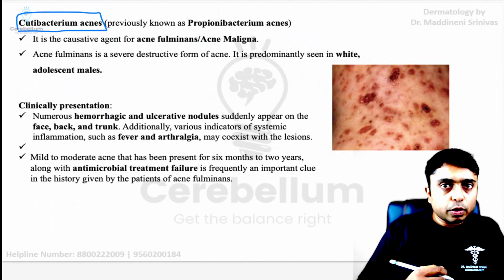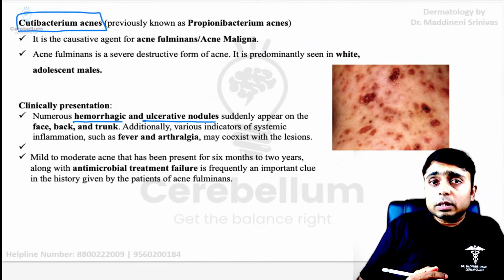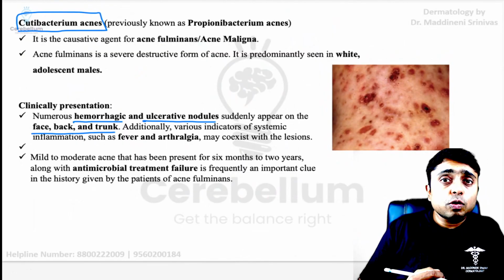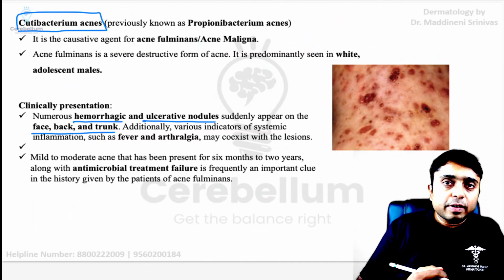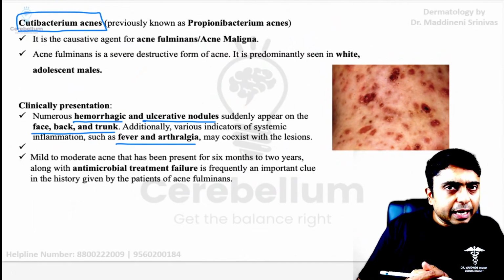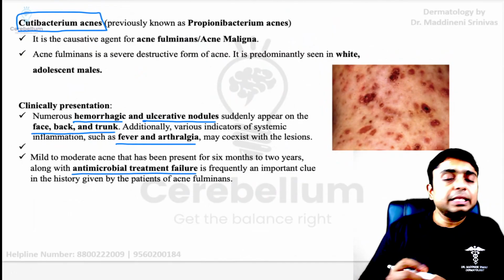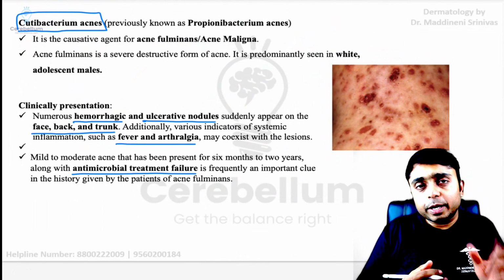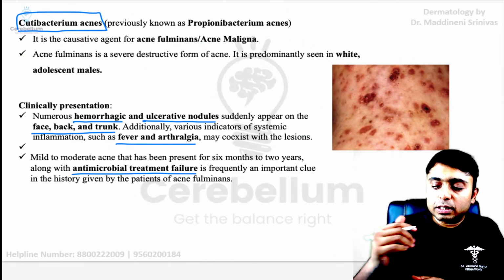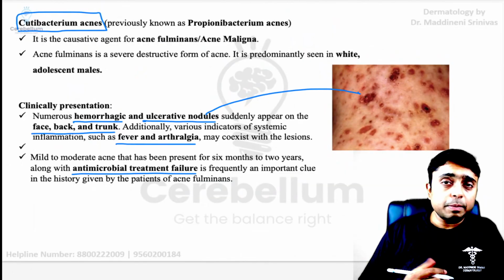And in this, the patients are going to present with hemorrhagic and ulcerative nodules over the face, back, and the trunk. And apart from this, they are also going to have some constitutional symptoms in the form of fever, malaise, and arthralgia. So these are the classical features of acne fulminans or acne maligna. And remember, the clue which the examiner might give you in the question is antimicrobial treatment failure in the patients of acne. So this is a very important clue. And in this picture, you are able to see there are ulcerative nodules present over the body.